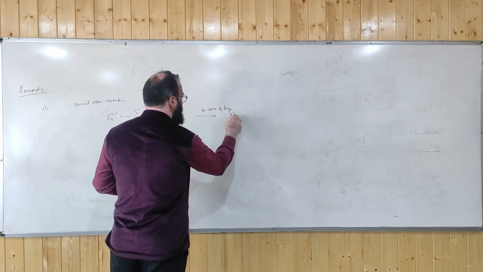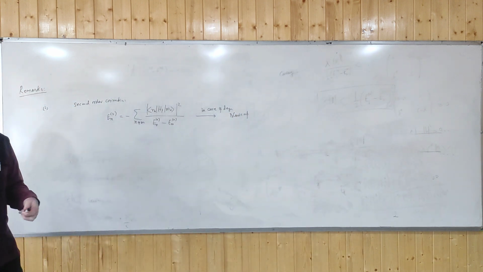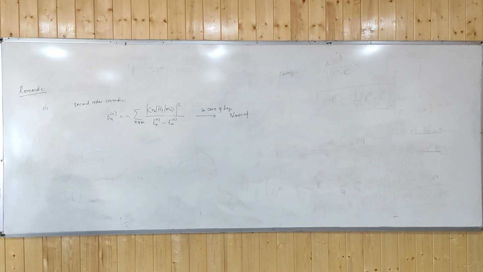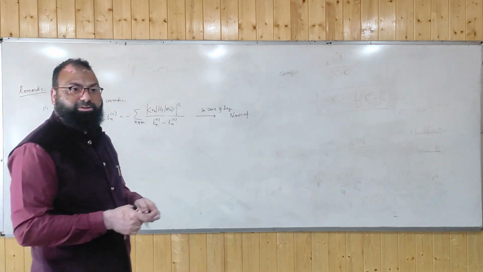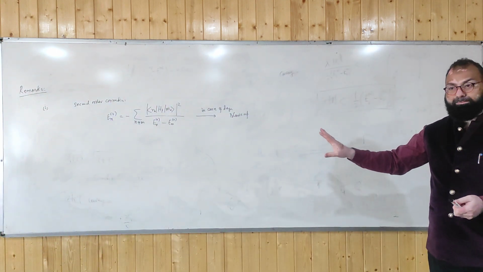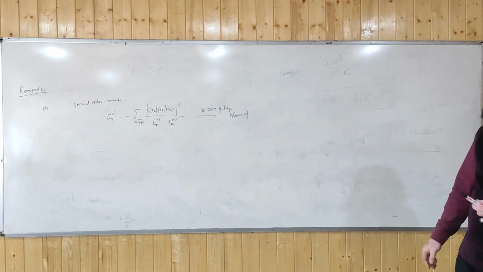It blows up. Okay, so that means this is not a valid formula to calculate the second order correction in case of degeneracy. So in case of degeneracy, we need to look for a different method to solve a given problem. Clear? So I cannot directly apply these formulas to the degenerate case. Those we are taking in a moment.